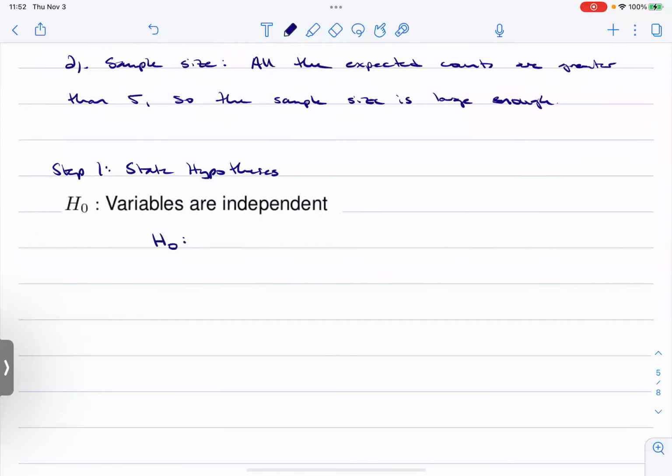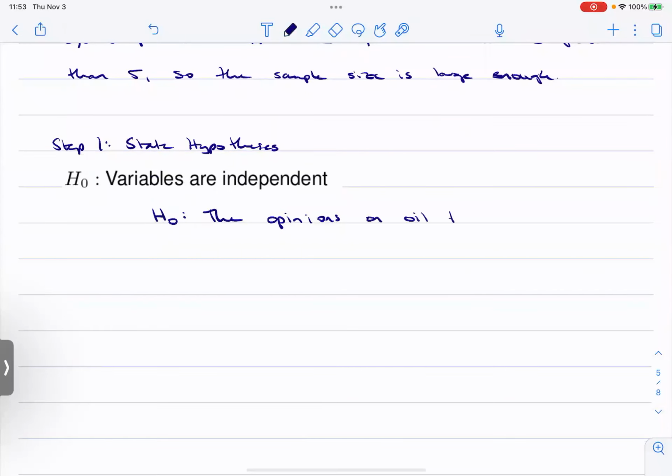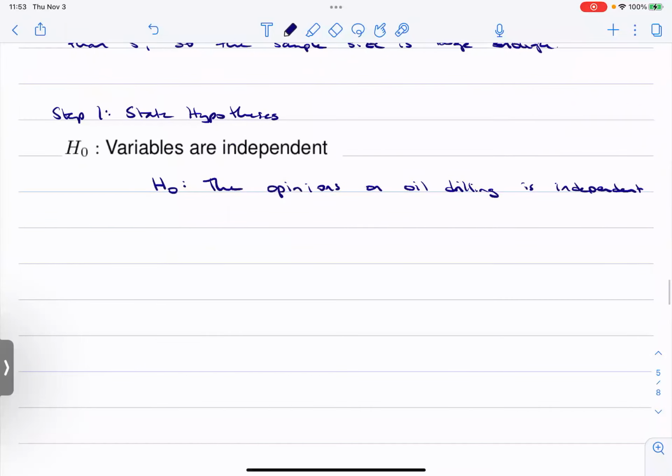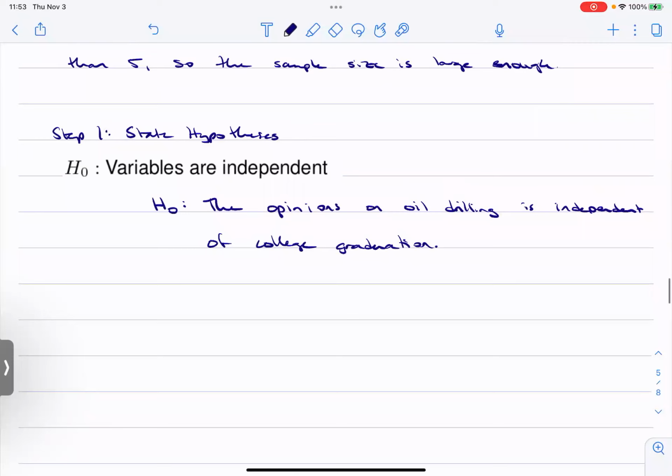The null hypothesis is what I decided to say: the opinions on oil drilling are independent of college graduation. The wording can really bog you down. The opinions on oil drilling is independent of college graduation. I'm also trying to keep it nice and concise, but it's whether someone graduated from college or not.